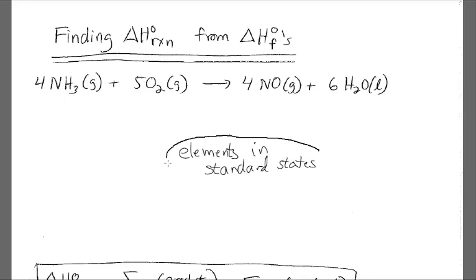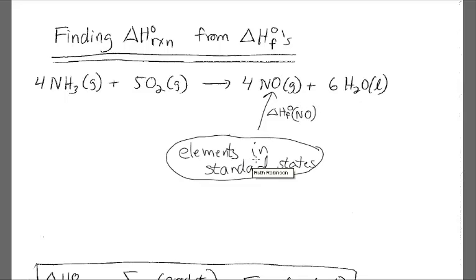And then we're going to form the products from those elements in their standard states. We can do this because it's a useful mental exercise and will give us the right delta H. So let's start with the products. If we have elements in their standard states and we form NO from that, the delta H for that is just simply the heat of formation of NO.